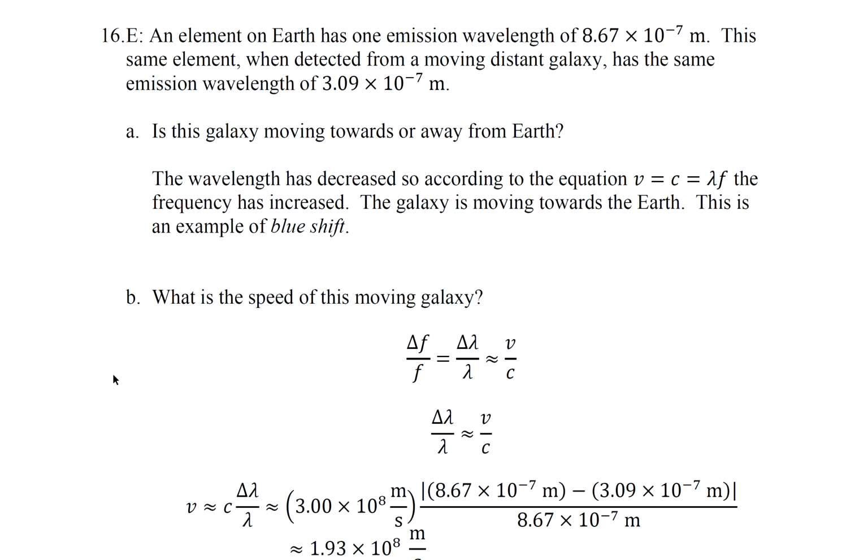Question 16. An element on Earth has one emission wavelength of 8.67 times 10 to the minus 7 meters. The same element, when detected from a moving distant galaxy, has the same emission at a wavelength of 3.09 times 10 to the minus 7 meters. Is the galaxy moving towards or away from Earth? Well, we could see that the wavelength has decreased, so the frequency has increased. An increase in frequency means that the object is moving towards the Earth. So this is an example of a blue shift.